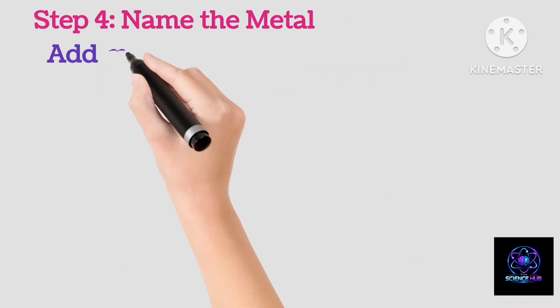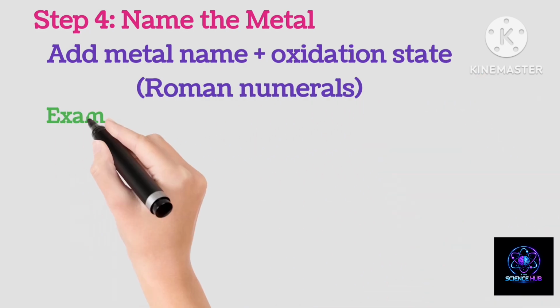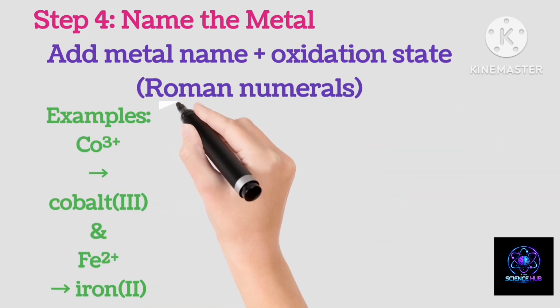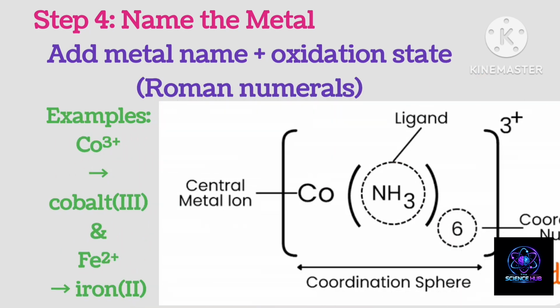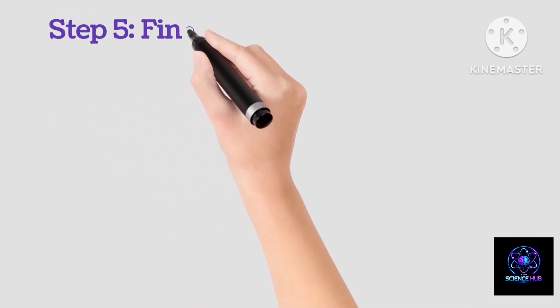Step 4. Name the metal. Add the metal name plus its oxidation state. The oxidation state is usually written in Roman numerals, like Co3+ goes to cobalt(III). Fe2+ goes to iron(II).